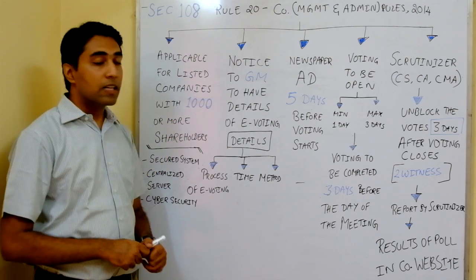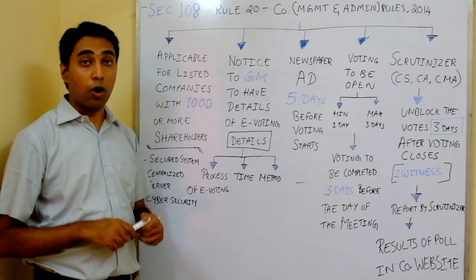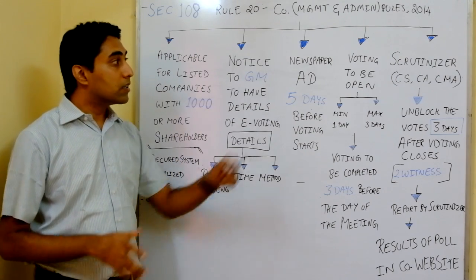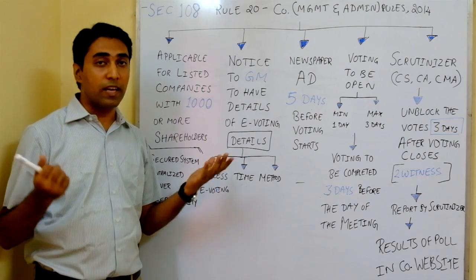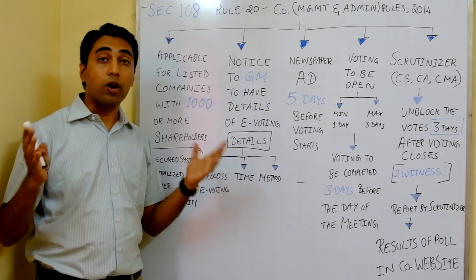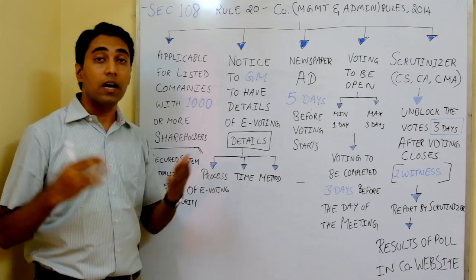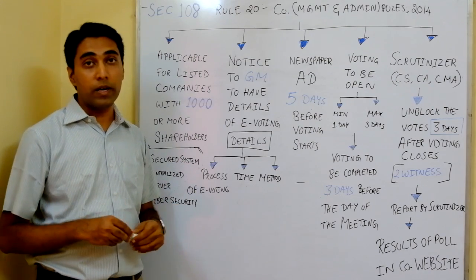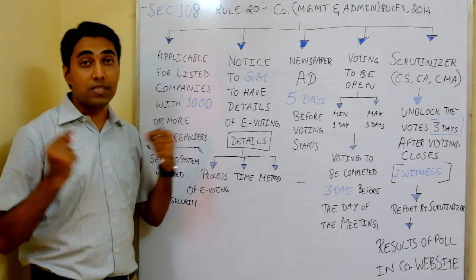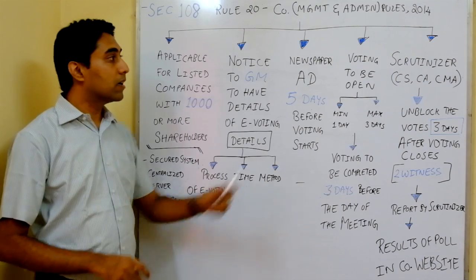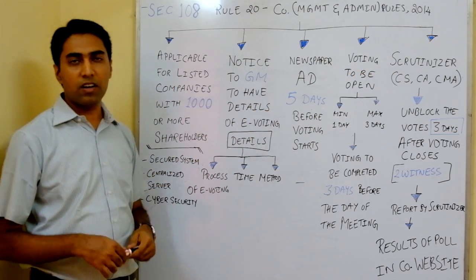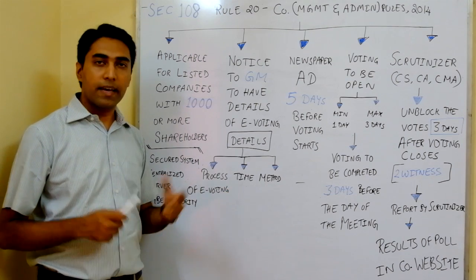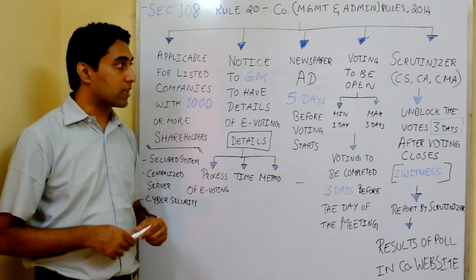And the last and most important thing for all of you to understand is the scrutinizer. In the process of e-voting, somebody should see the e-voting process and tell whether the voting has been done properly or not, whether the Companies Act and Rule 20 have been complied with or not. Who is that person? That person is called the scrutinizer. Any company secretary, chartered accountant or cost management accountant can be appointed as the scrutinizer.